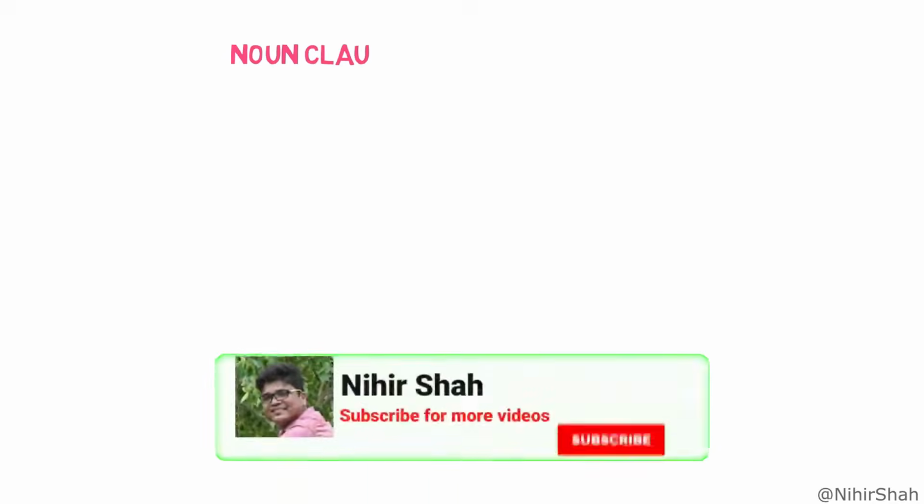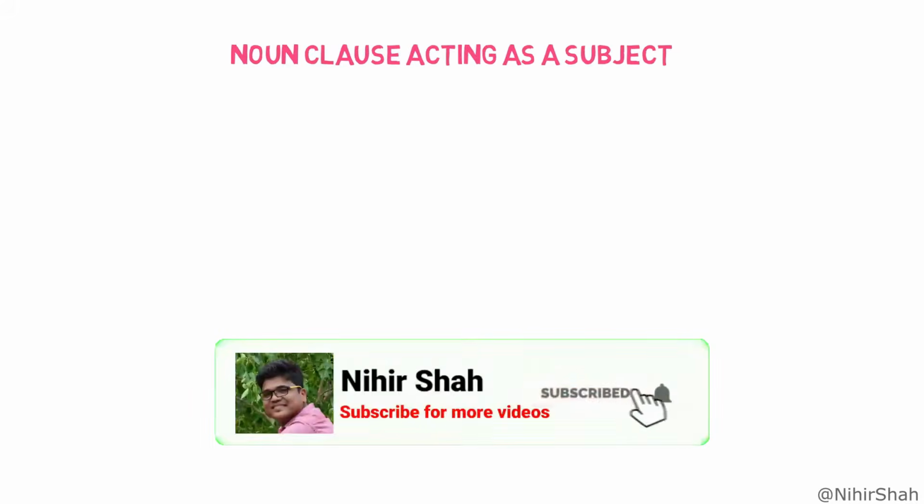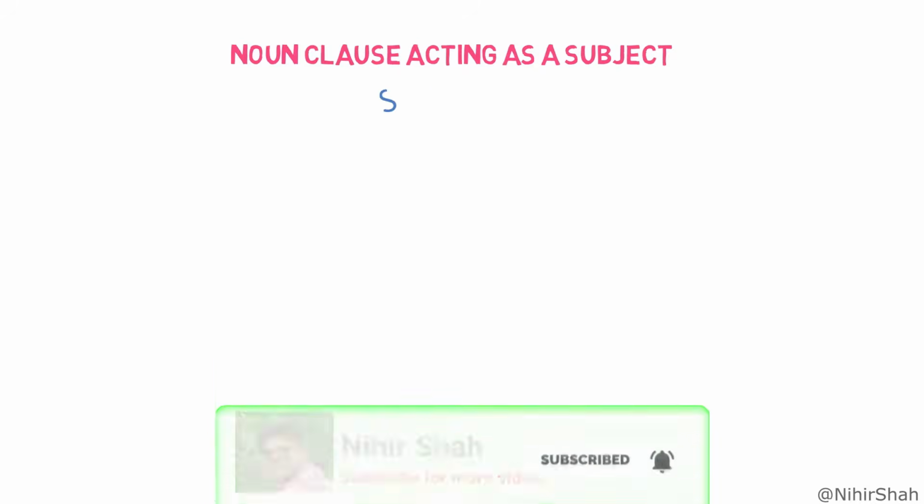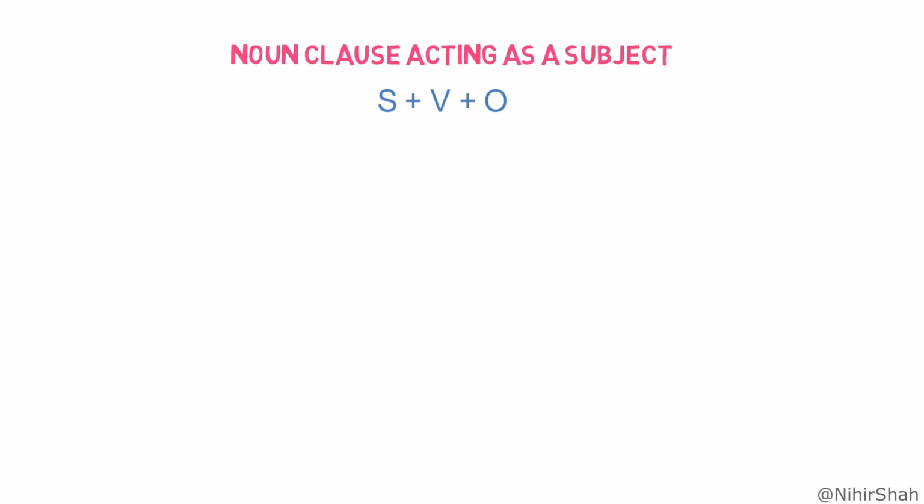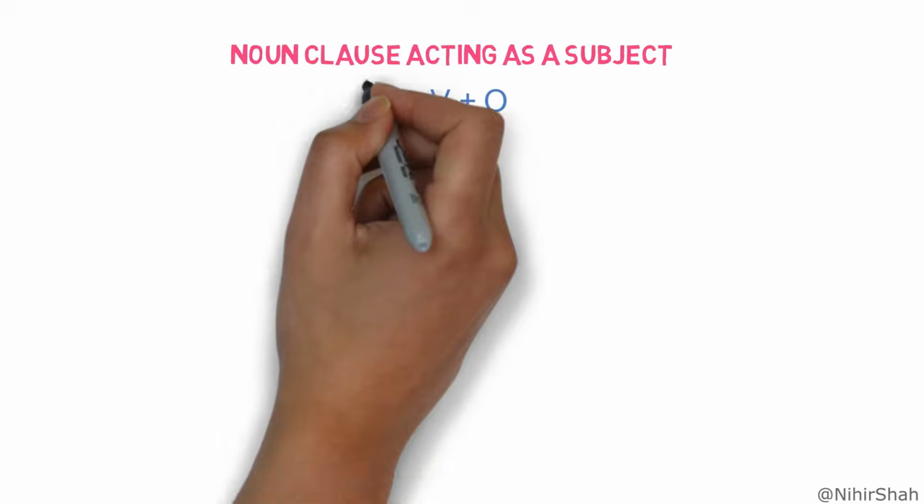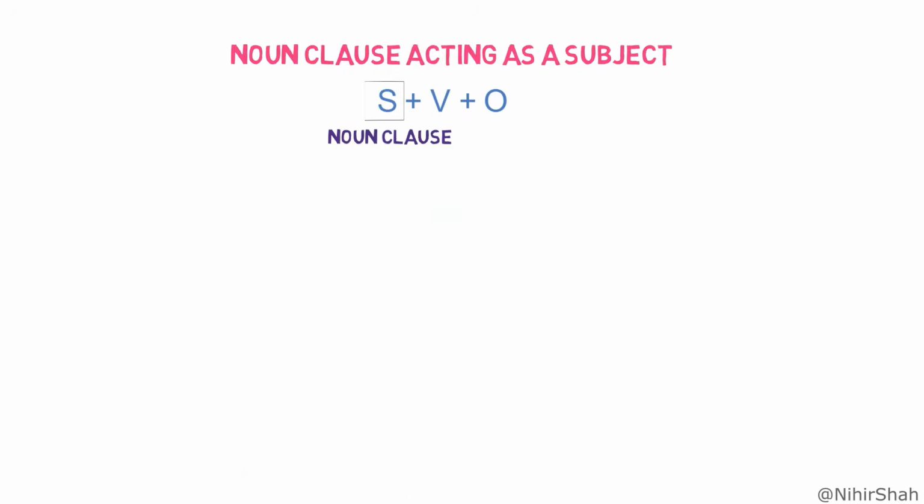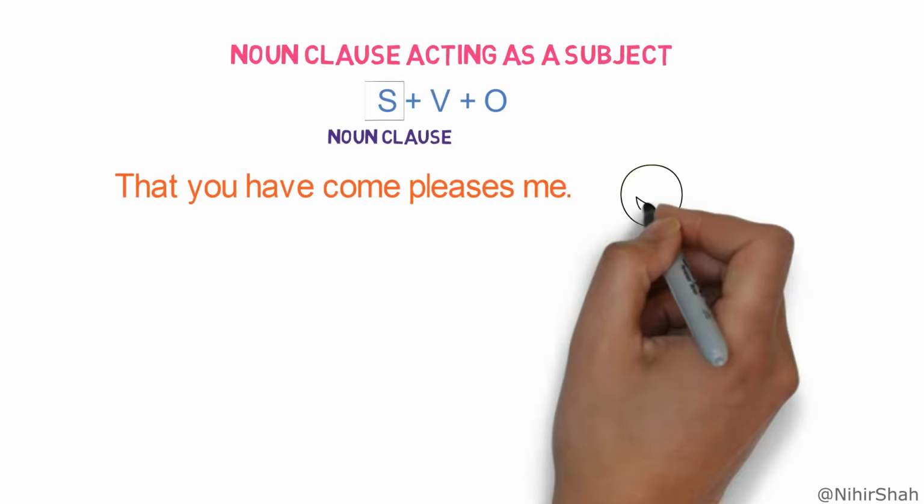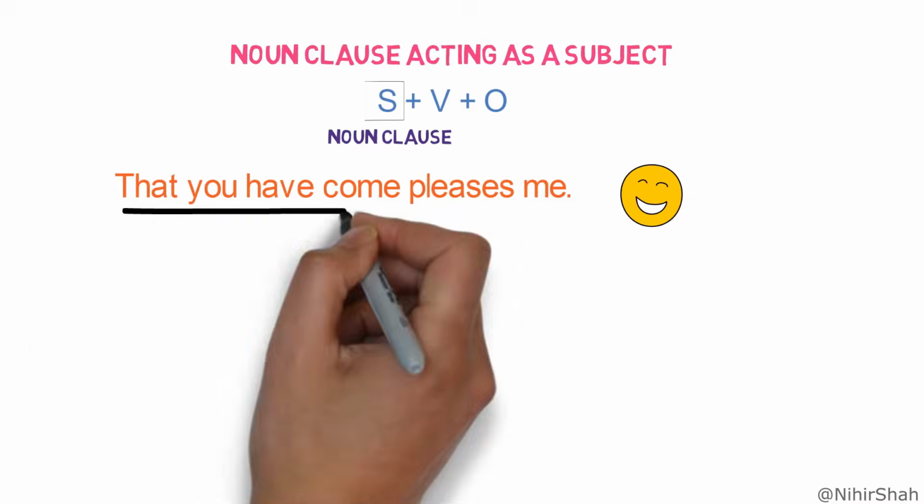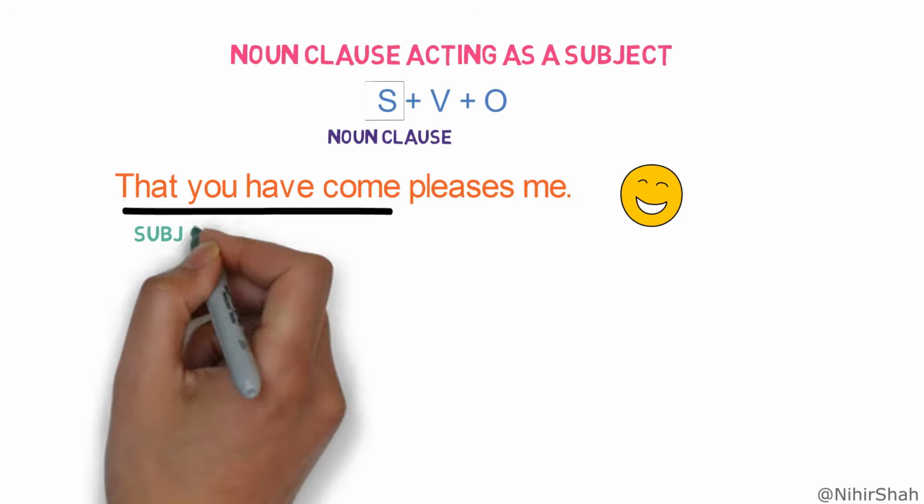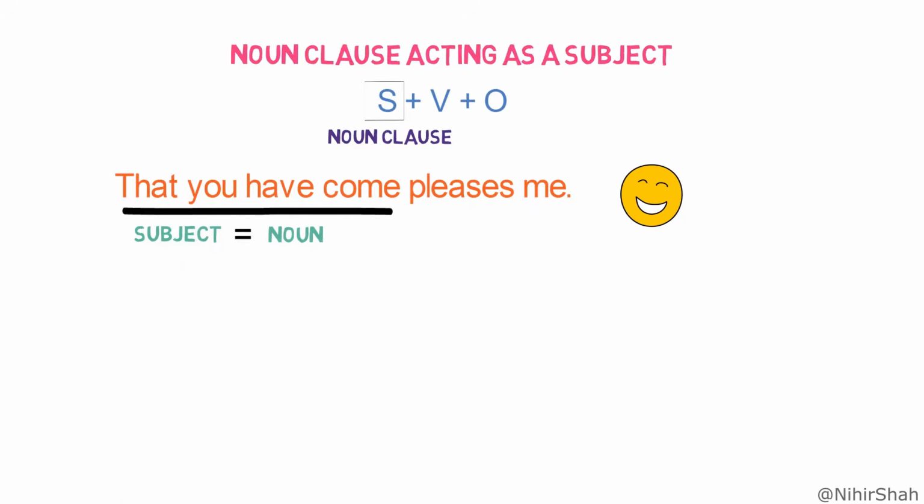Noun clause acting as a subject in the sentence. The sentence structure would be subject plus verb plus object. And here, the noun clause would be acting as a subject in the sentence. Let's look into an example of it. That you have come pleases me. Here, the clause that you have come is acting as a subject in the sentence. So, it's a noun clause.